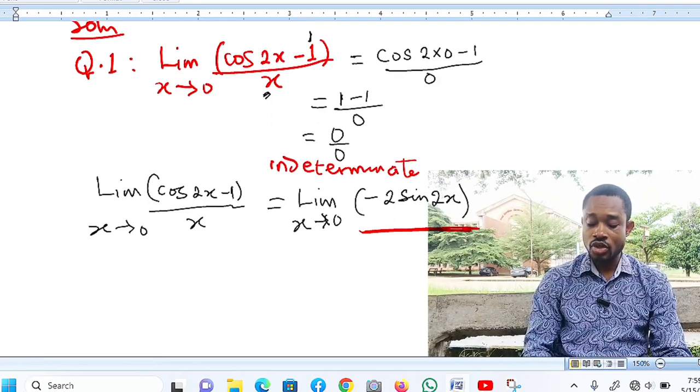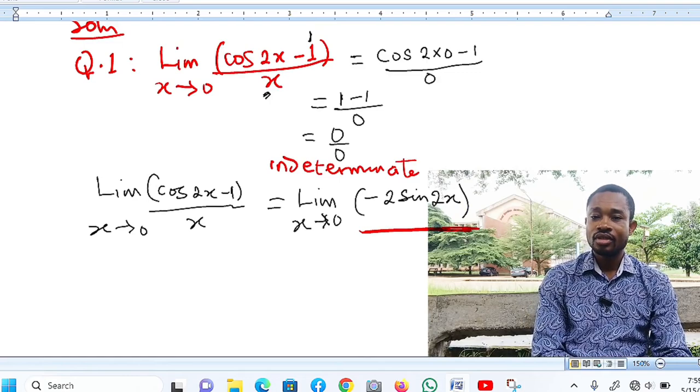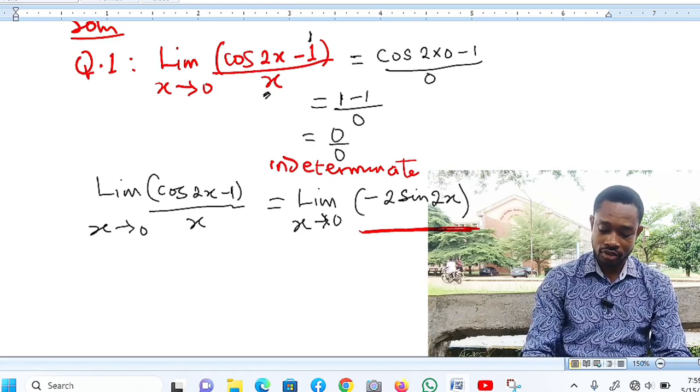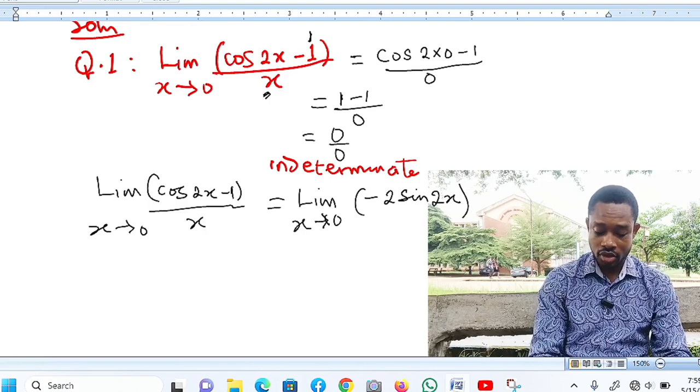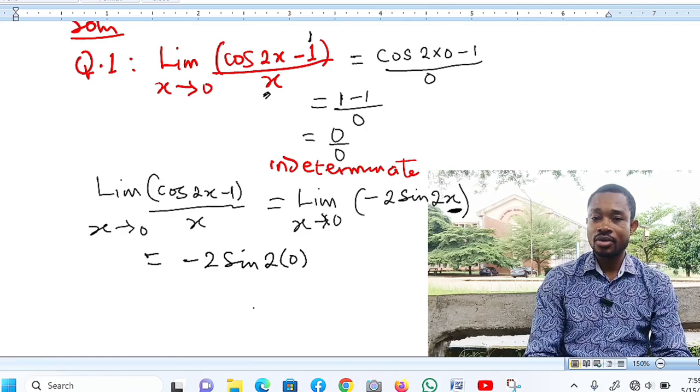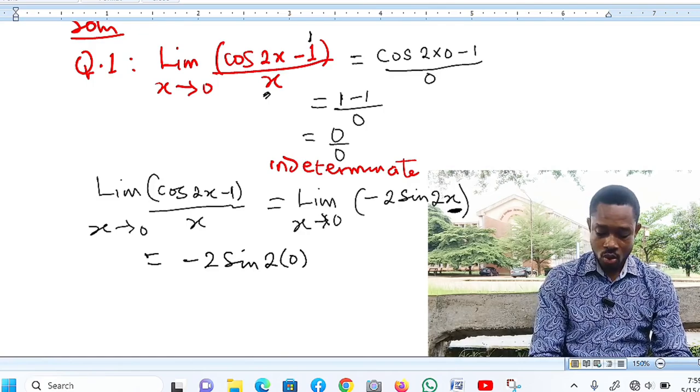So all we now have to do is to substitute the given limit. Remember that the limit is 0. So we're going to fix 0 wherever we see x in the new function. Let's do that and see what this is going to give to us. This is going to be equal to minus 2 sine 2 times 0, because in place of this x, we are fixing 0. 2 times 0 is going to give us 0. Sine 0 is 0. Minus 2 times 0 will give us 0.